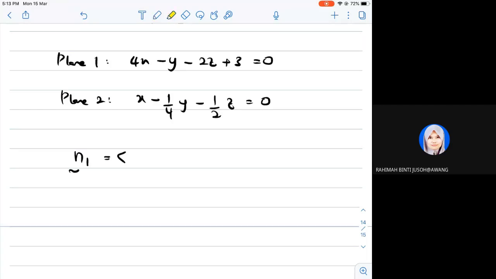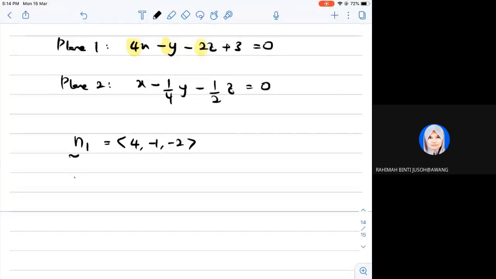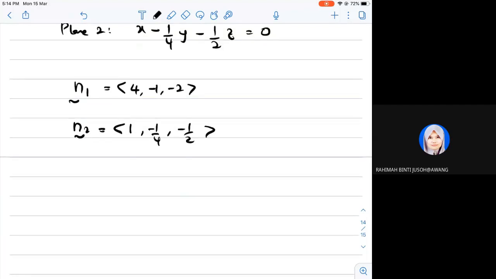Kenapa blur sangat ni? Inilah, ni kan AX plus BY plus CZ, ABC kan? Normal vector kan ABC. So 4, negative 1, negative 2 lah kan? How about N2? 1, negative 1 over 4, negative 1 over 2. Okay, ada tak nilai K yang memenuhi equation ni? Is there any values of K such that N1 equals to K N2?